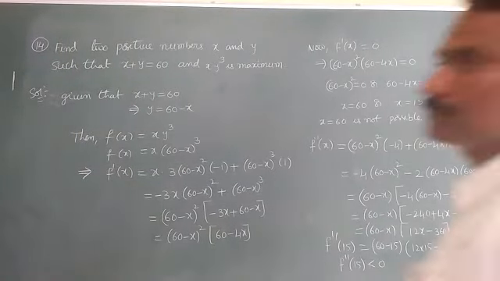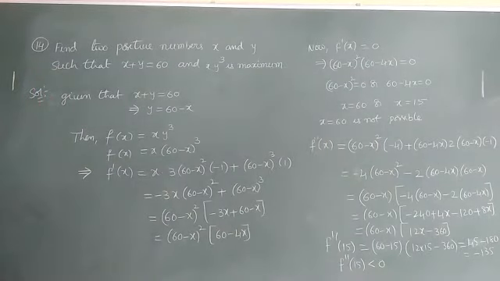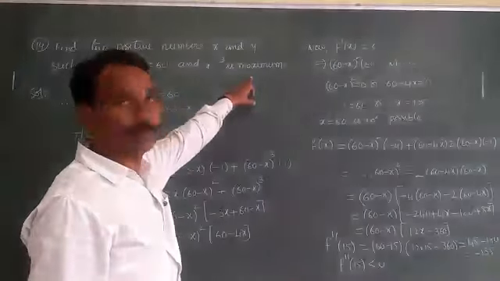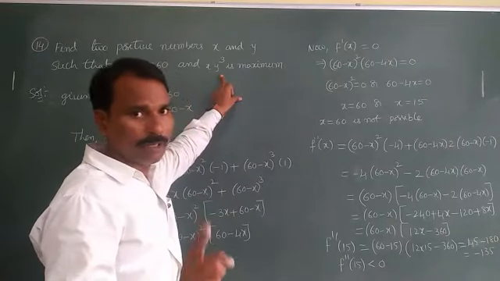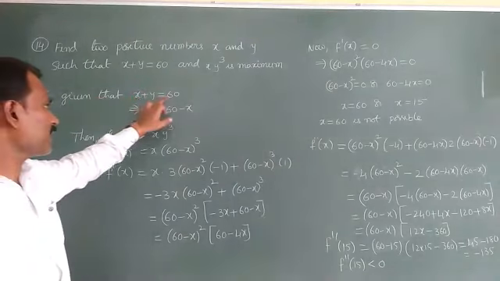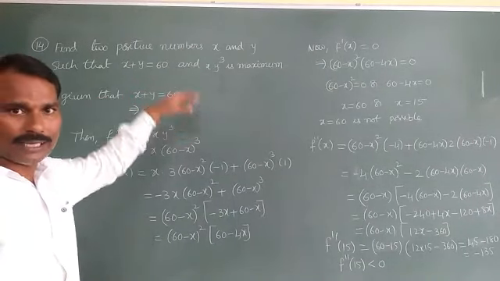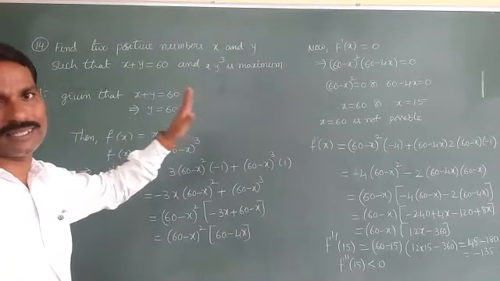Students, 14.1. Find two positive numbers x and y such that x plus y equal to 60 and x into y cube is maximum. That means this is your function, guys. But the function should be in a single variable only. That's why, given that x plus y equal to 60, y is equal to 60 minus x. X and y are two numbers, so one is x and definitely the second number is 60 minus x.